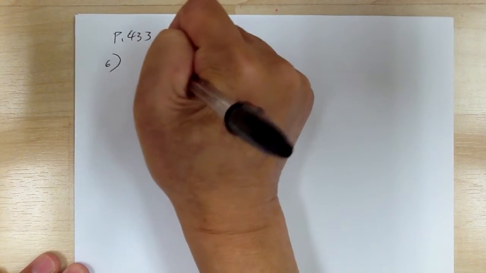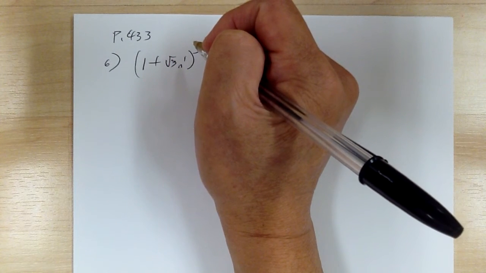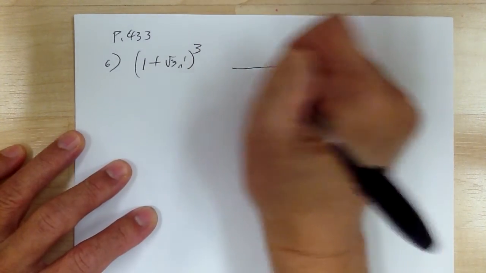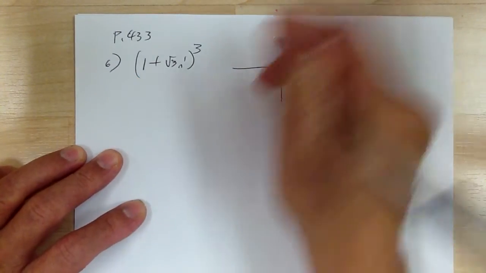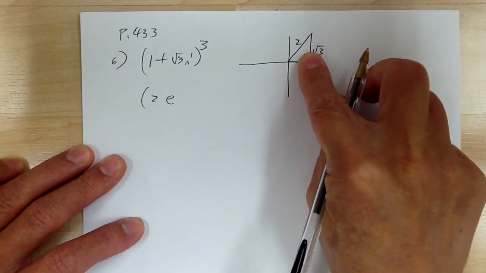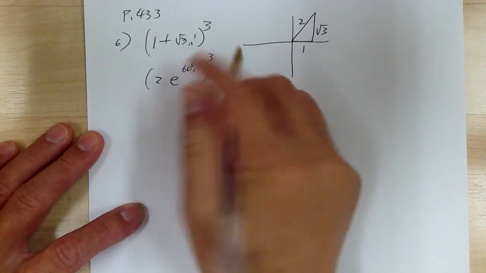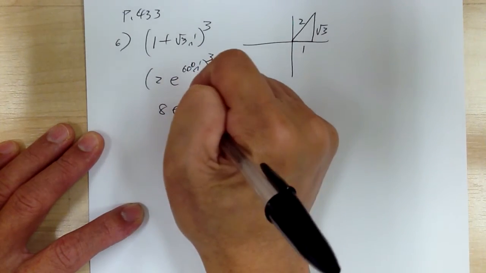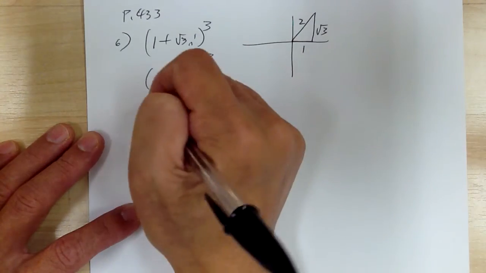So you have 1 plus square root of 3i to the 3rd power. And they want you to find the value using De Moivre's theorem. That means you have to use the polar form. So sketch it out. You have 1, square root of 3. So convert this into polar form. You get 2 e to the 60 degrees i, to the 3rd power. So when you multiply out, 2 to the 3rd power is 8. And when you have an exponent of an exponent, you multiply. And they want you to leave the answer in the polar form. And so that's it.